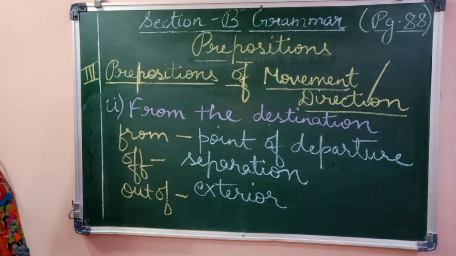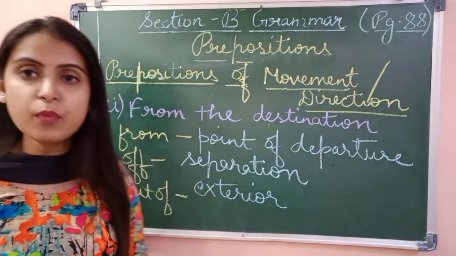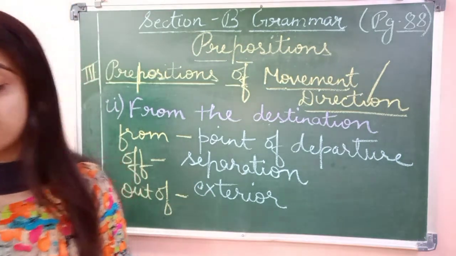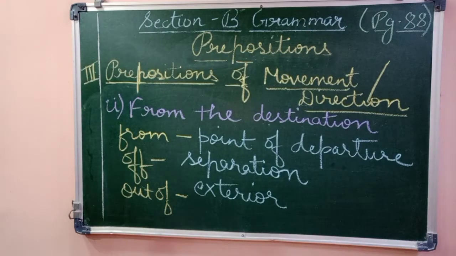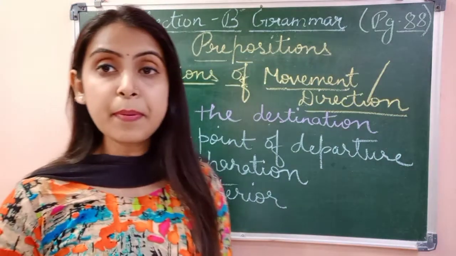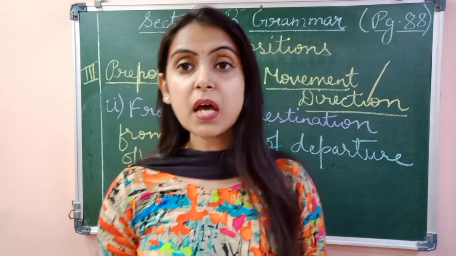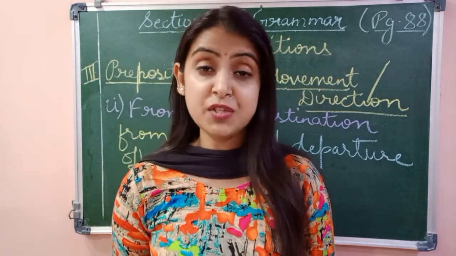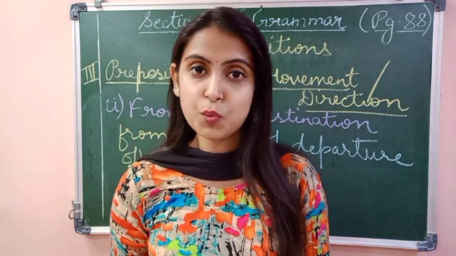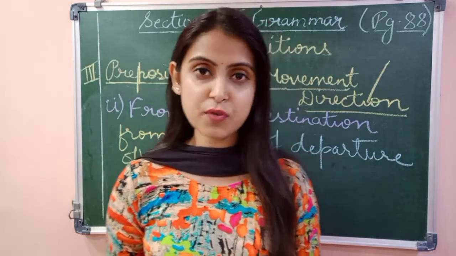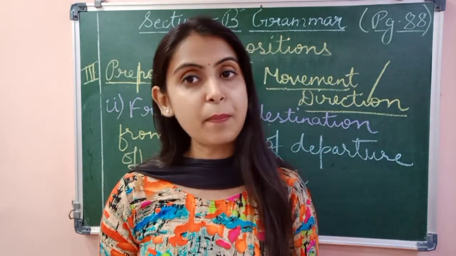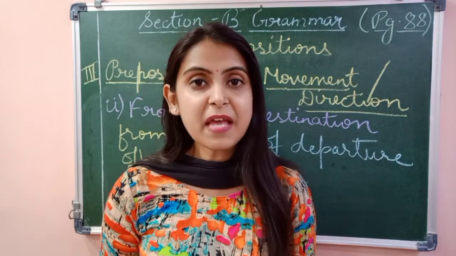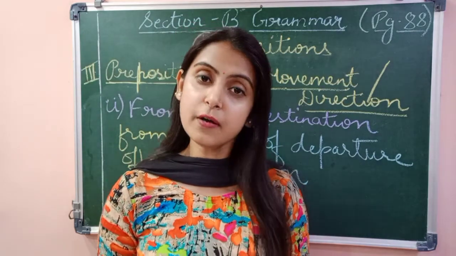Then children, we are done with prepositions of movement also. Now in your workbook, there are some other prepositions of movement given, like up, down. Up means the movement upwards. Jack and Jill went up the hill. You must have heard a famous rhyme. Then down is the opposite of up. She fell down the stairs and broke her foot.